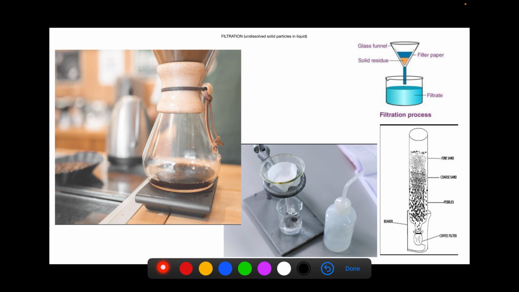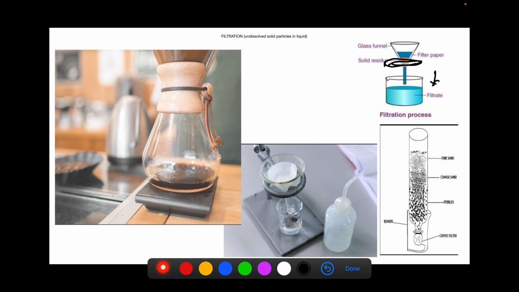You can see in our everyday life, suppose we are preparing coffee or tea. After preparation of tea, we use this filtration method. We use a sieve here, so that the solid residue is deposited in the equipment, and the liquid, that is tea, is filtered out. So this method is used in our everyday lives.